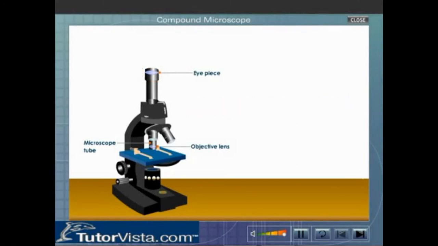In the microscope tube, the objective lens and the eyepiece are mounted coaxially at the ends of two tubes, which can be made to slide into each other so that the distance between the two lenses can be adjusted.